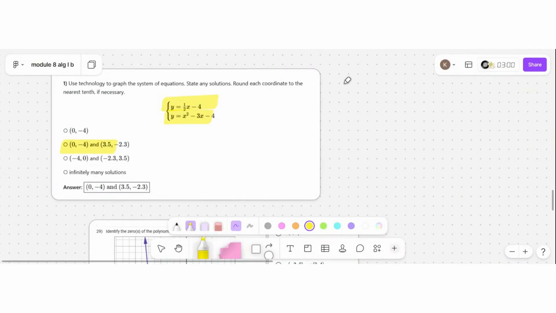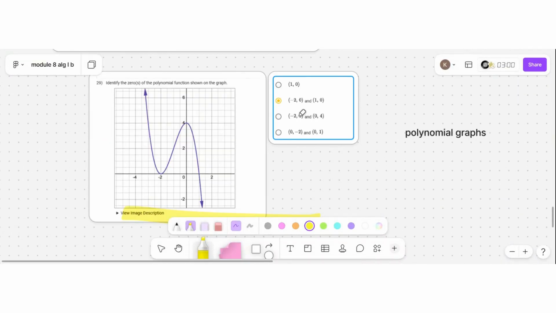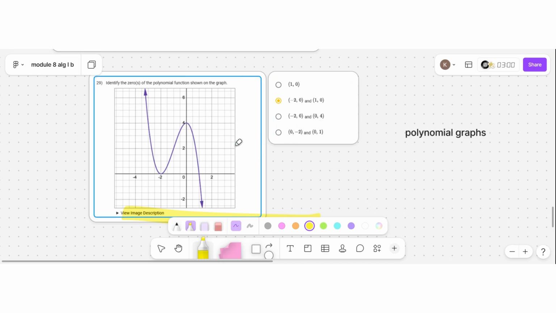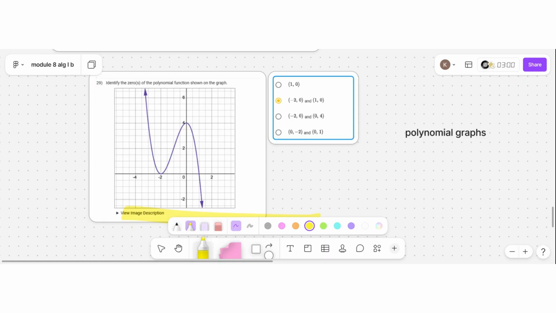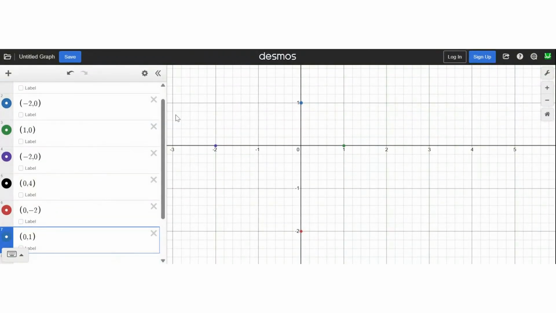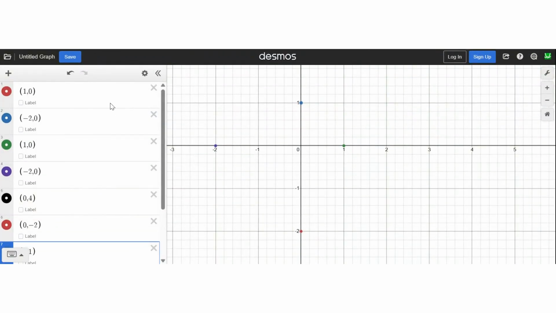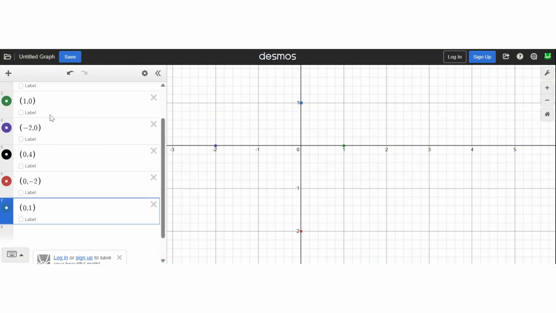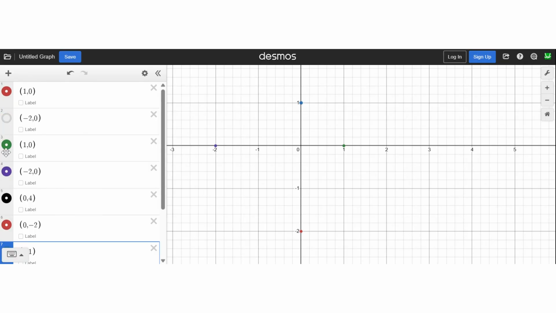Okay, let's go look at the next one. The next one says identify the zeros of the polynomial function shown on the graph. So what we're going to do is type in the four possible answers, and then I'll show you how we check to see what's the correct one. So I typed in all these, and we're just going to take it one answer at a time.